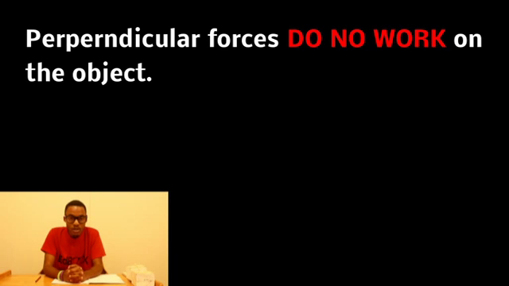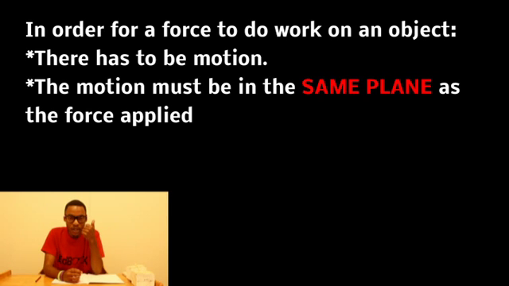We said that forces that are perpendicular do no work on an object, because, as we quickly remind ourselves, the requirements for a force to do work are that, first of all, there has to be motion in the direction of the applied force. And secondly, the object has to move, as well as it has to move in the direction of the force that is applied. So as we said, if a force is acting perpendicular to the motion of an object, then that force does no work.